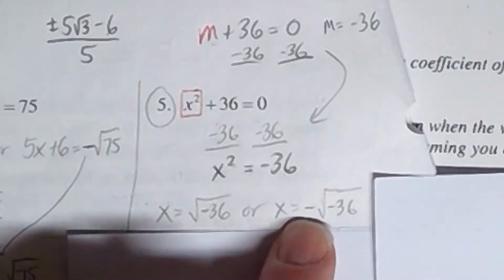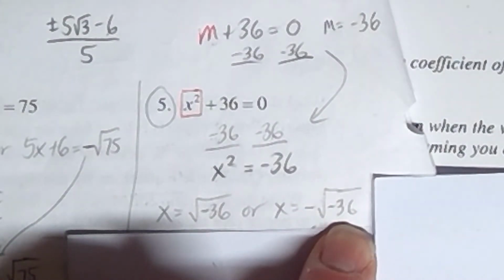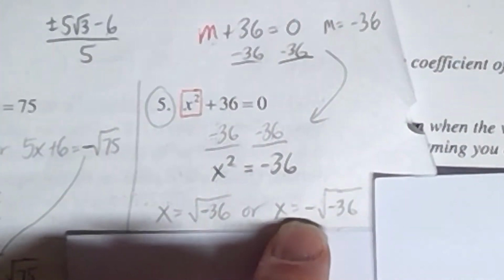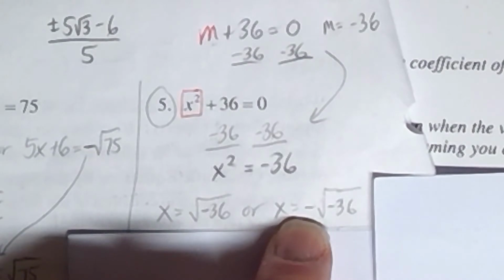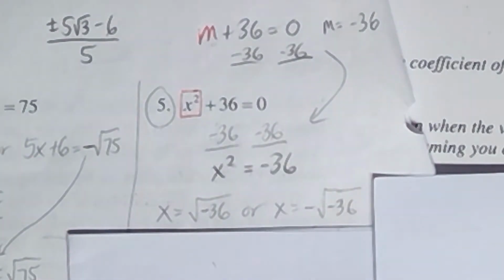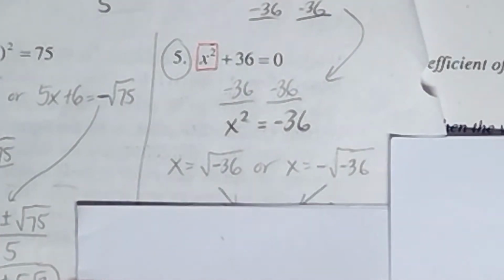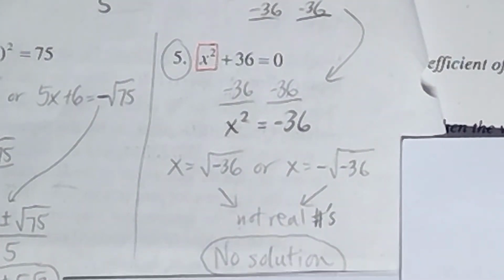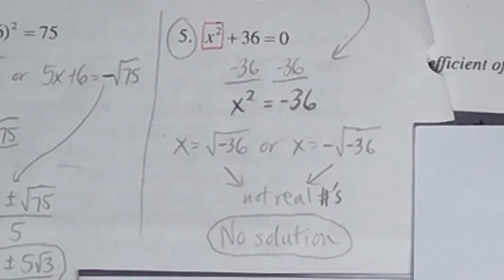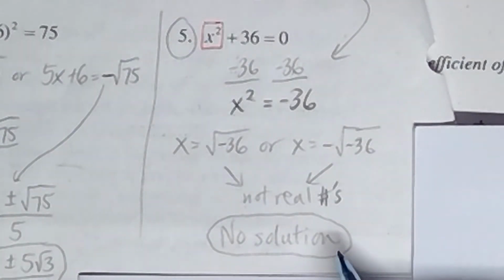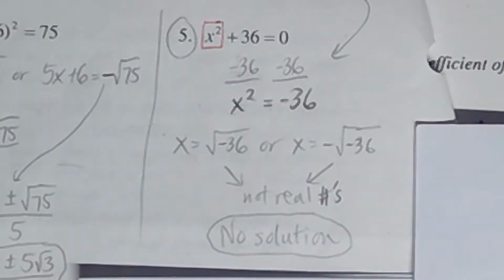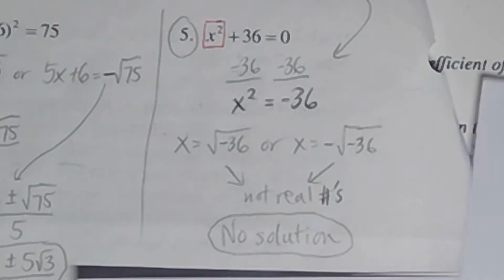We're not multiplying -1 times -36. You've got to figure out the radical before you can multiply. But the radical doesn't have an answer. So what does this mean? Just like we saw in problem C on the first page, it means that those are not real numbers and therefore we have no solution. No solution. Just like in problem C, same thing.